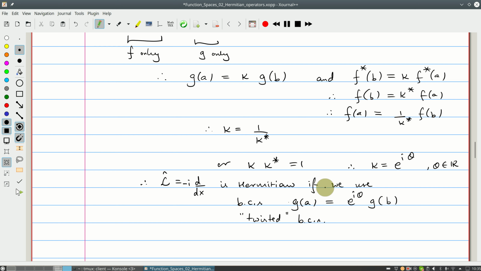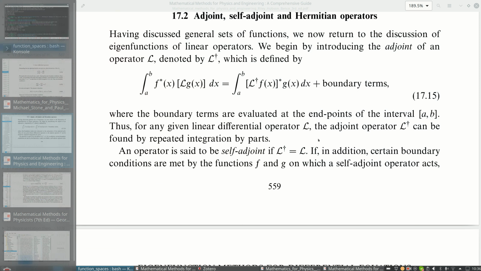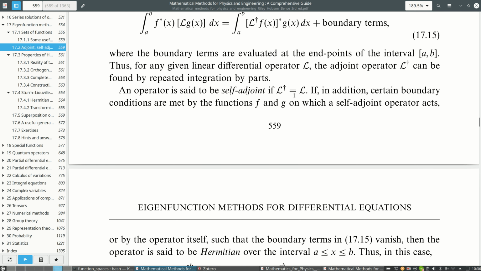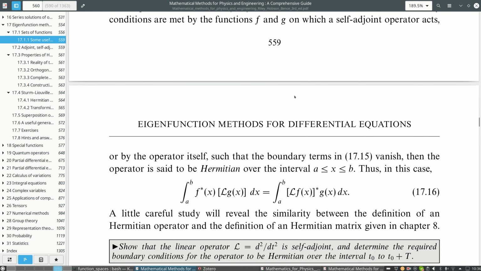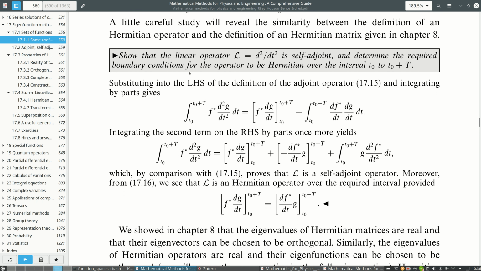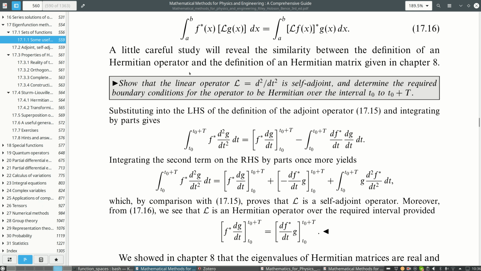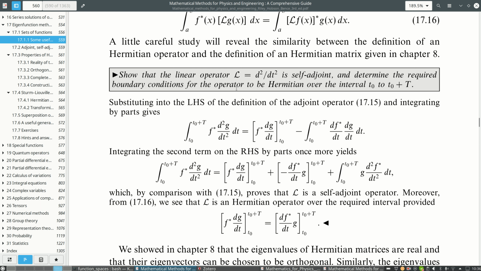Okay? Now, there is an example in Riley, Hobson, and Bence. Let me go there. So if you go to Riley, Hobson, and Bence, here we are. This is in section 17.2, where you are required to show that the linear operator L equal to d squared by dx squared is self-adjoint. That's easy. You have to use integration by parts twice. And in fact, the answer is down here, but please do it on your own.